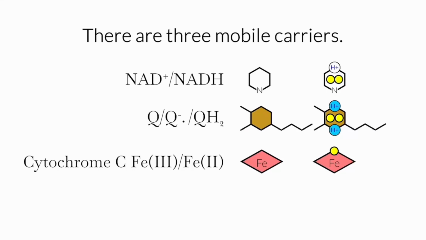There are basically 3 mobile carriers that we're going to worry about here. The first is NADH and NAD+, which we've seen previously as an electron currency. The second is QH2, ubiquinone and ubiquinol. And finally, we're going to talk about cytochrome C, which can be in the iron 3 or iron 2 redox state. I'm going to show these as chemicals in a second, but I'm also going to show them graphically throughout the rest of this video in this sort of schematized form.